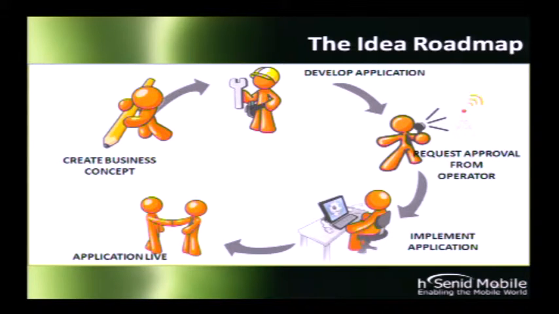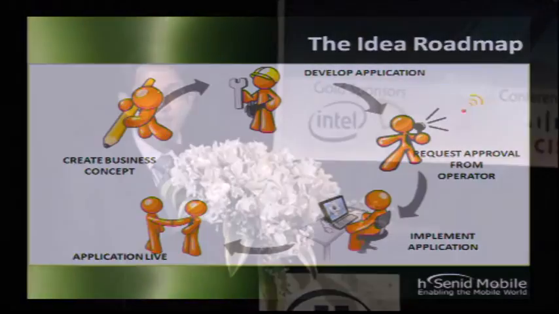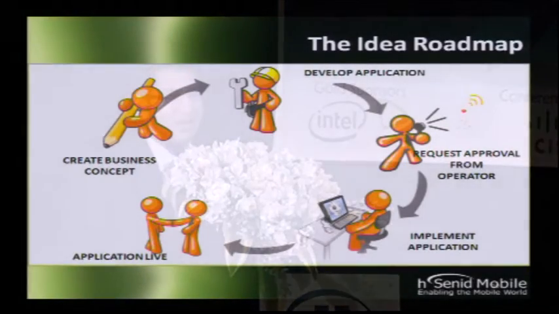Right? And then you have to obviously think about the development part of the application. And then obviously there is a phase where you will interact with the operator in order to get the operator's approval of this application to be deployed on their network. Once you receive the approval from the operator, you will implement the application, and the application goes live for the entire operator subscriber base to be used. So this is a very simple roadmap from the idea generation until your application goes live. So now you're just simply thinking, right? That's all there is right now.